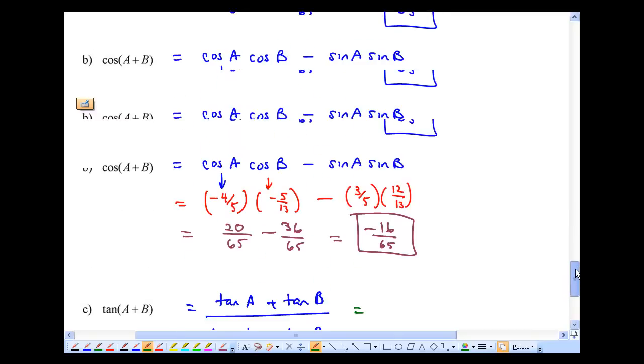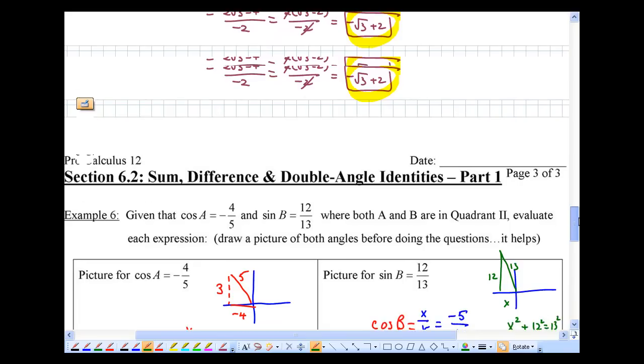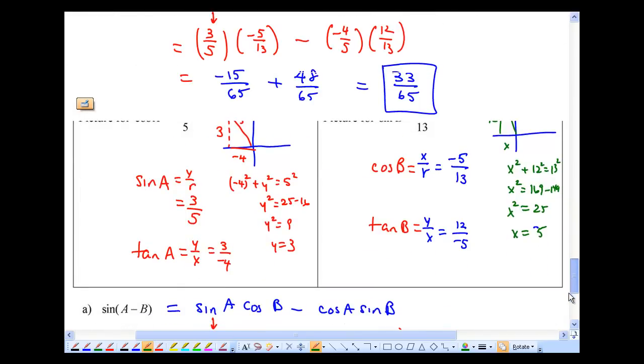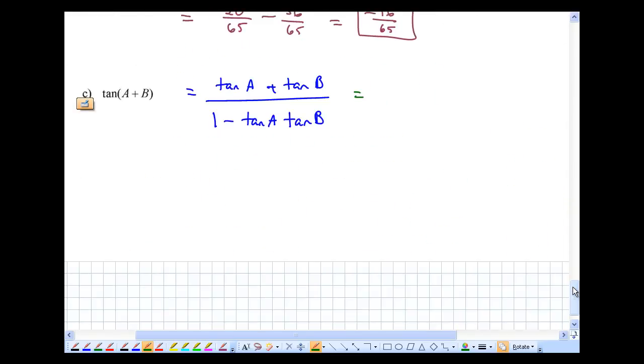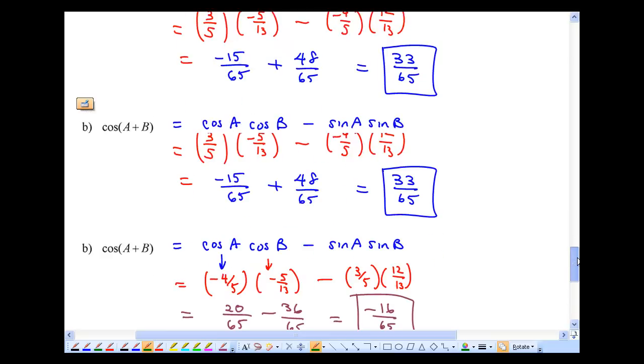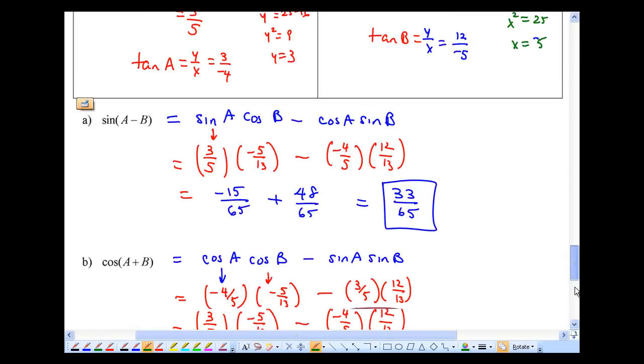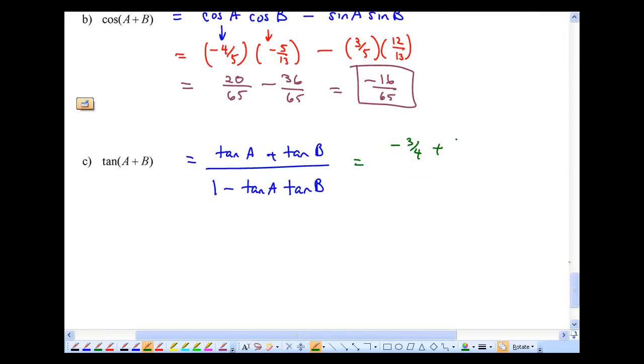So look back up top. Tangent A seems to be, well, where is it? 3/-4. Okay, so negative 3/4. Oh, I should have went back and looked for tangent B. Where is tangent B? There it is. 12/-5. Okay. And the bottom becomes 1 minus negative 3/4 times negative 12/5.